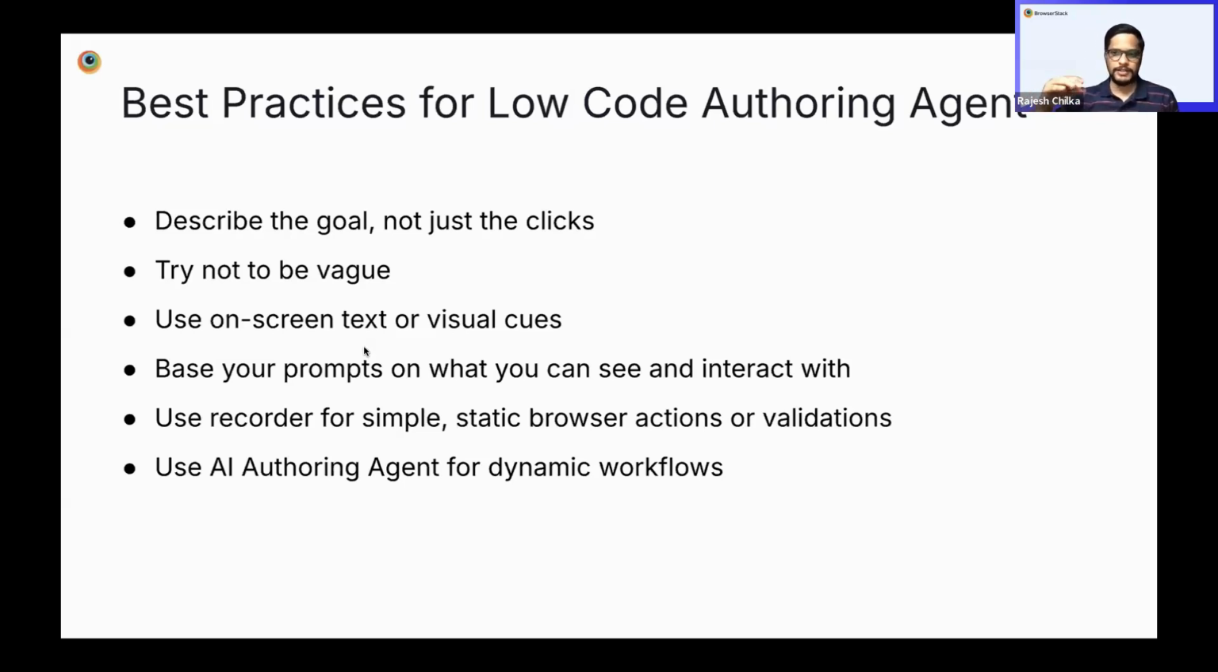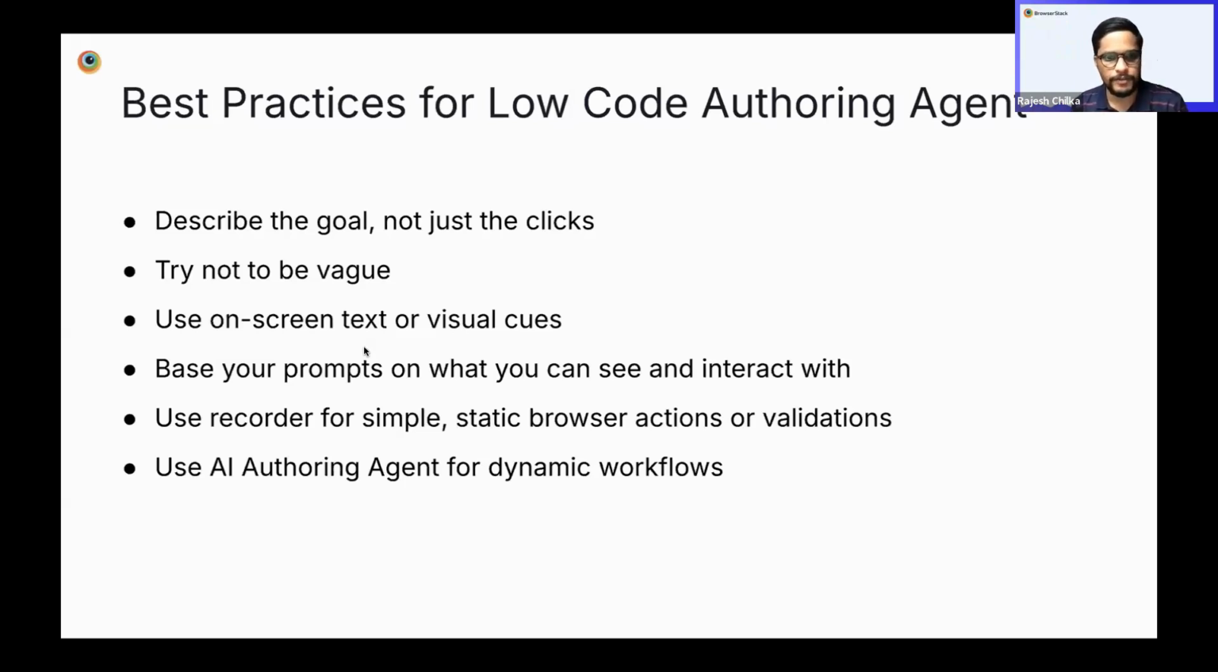And use on-screen text instead of saying click on element or click on sign in button with class name so and so, or click on sign in button with data test ID so and so. Just specify what you can see on the screen, saying click on sign in button, just present on the top right of the screen, or things like that. So try to use those relative positioning and all this context in the prompts to make it more contextual and reliable.